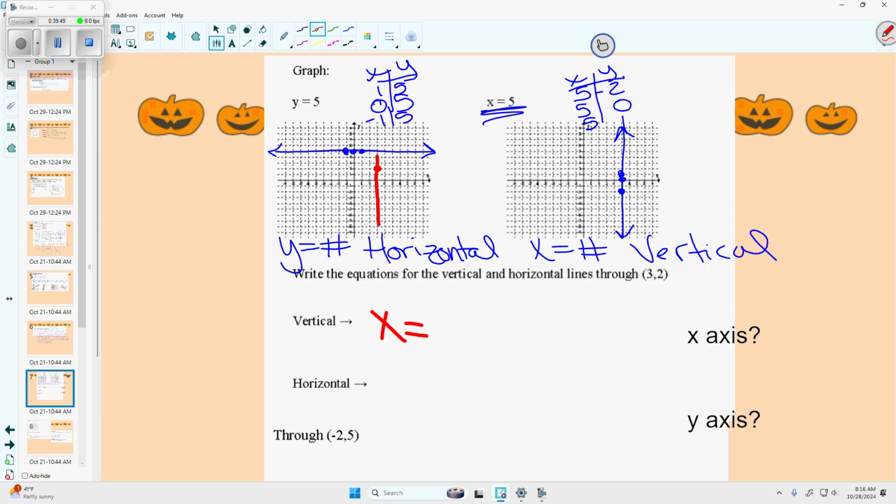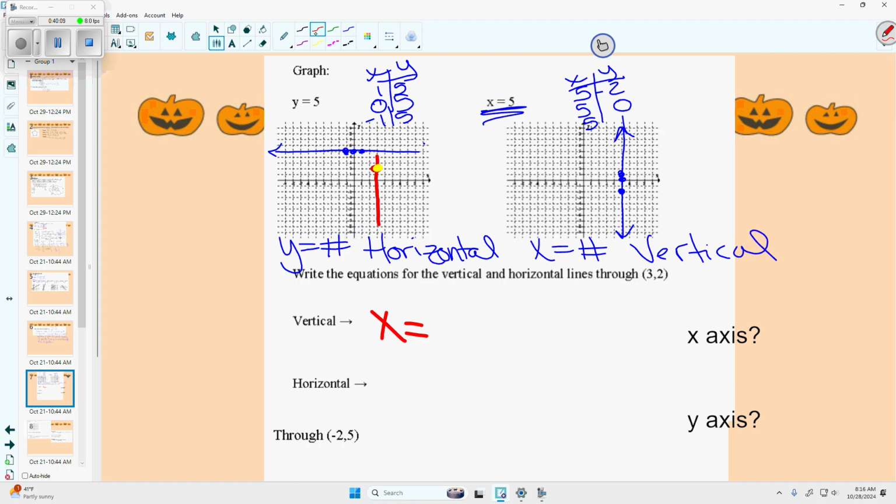It can equal anything. So if I make x equals 10, does it go through that point? The point's right here. It's got to go through 3, 2. Does x equals 10 go through that point? No. What will make it go through that point?